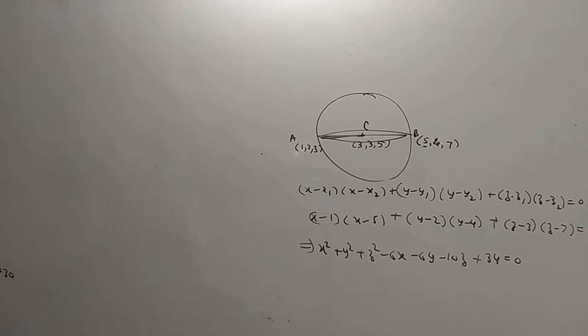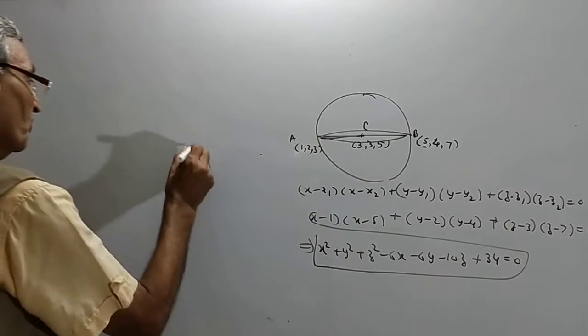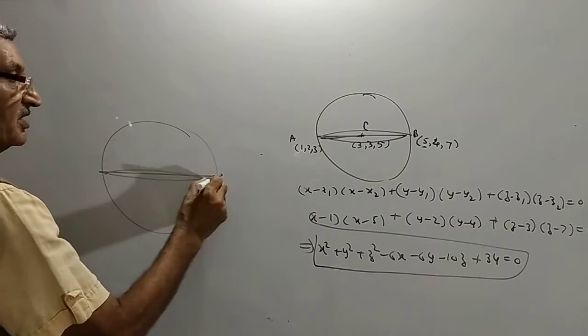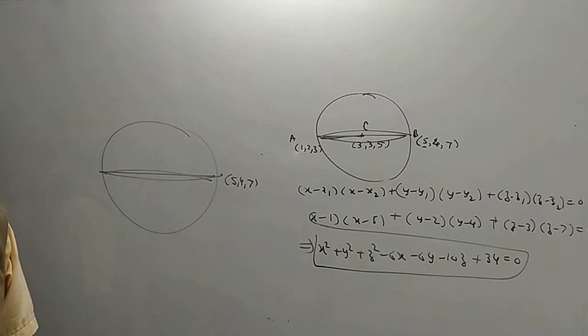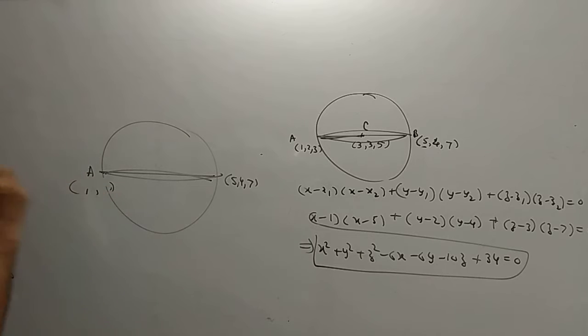My next question is based on this. Suppose this is the equation of the sphere given to me, and one end of the diameter of the sphere is given as 5, 4, 7, and you are asked to find the other end of it. The sphere equation is given and we are given one end of the diameter. Find the second end of the diameter.